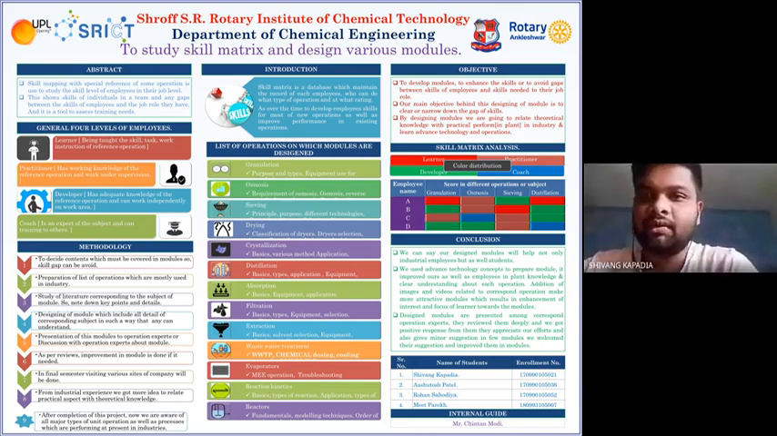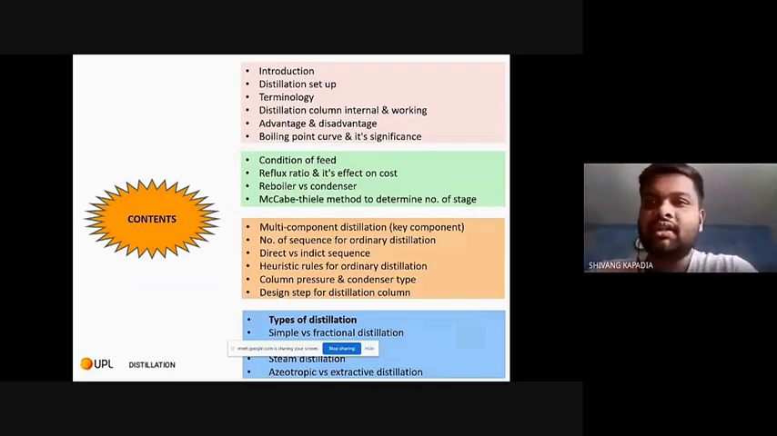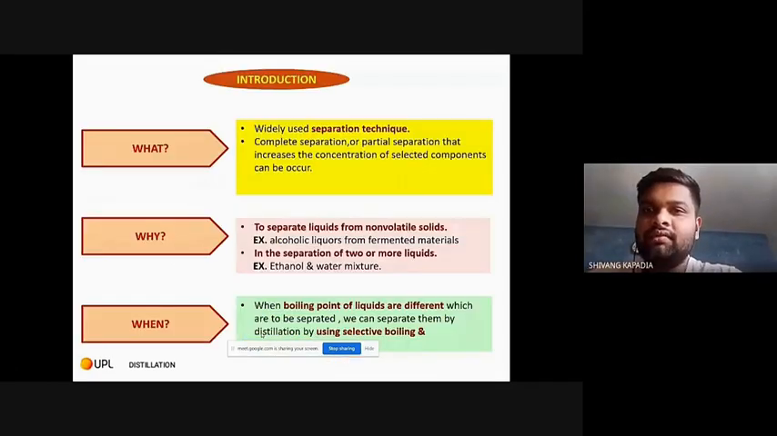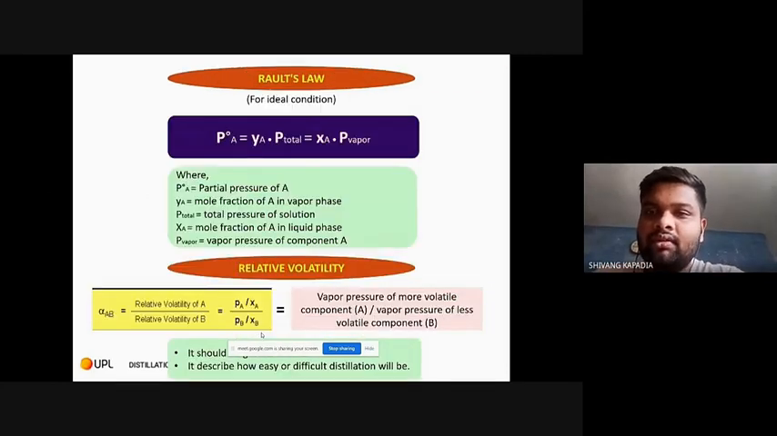Now I am giving one example of our distillation module. The contents are introduction, distillation setup, terminology, and different types of distillation. This is the introduction of distillation, in which I include what, why, and when. Generally, when the boiling points of the feed components are different, we can use the distillation separation process, and the driving force is relative volatility. We include information about relative volatility.